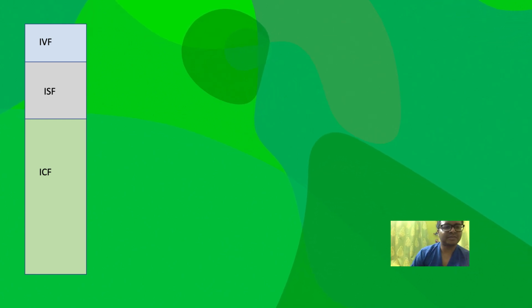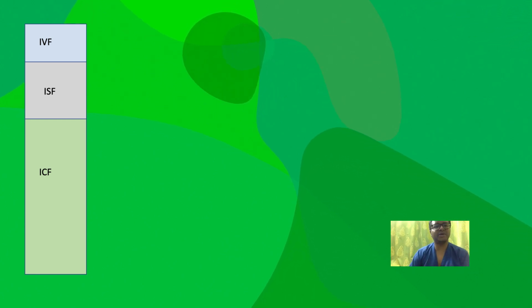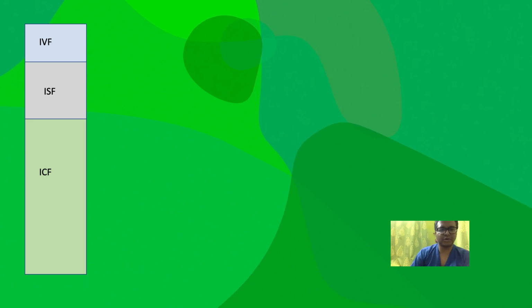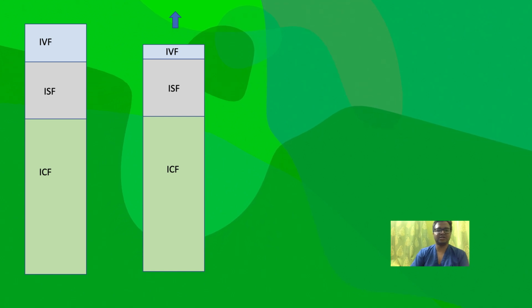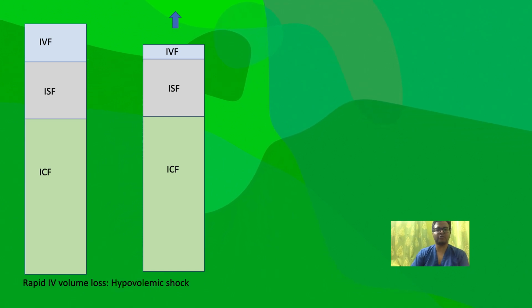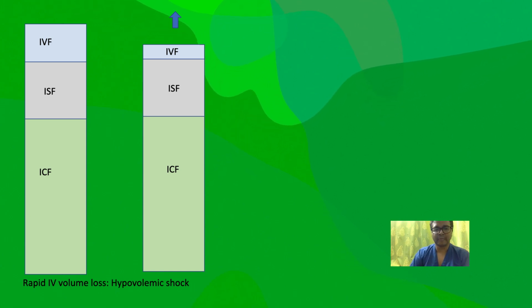So suppose this is a normal individual with the three compartments of its body, and suppose there is a sudden loss of the intravascular fluid. This condition is known as hypovolemic shock. Of course, the compensatory mechanisms will try to play some role here to restore the intravascular compartment, but this will fail if the loss is very rapid.